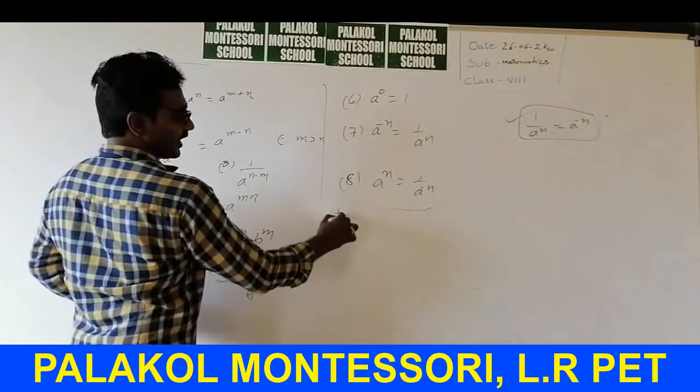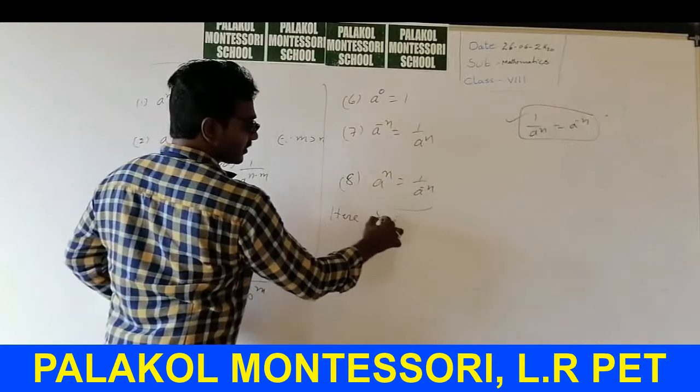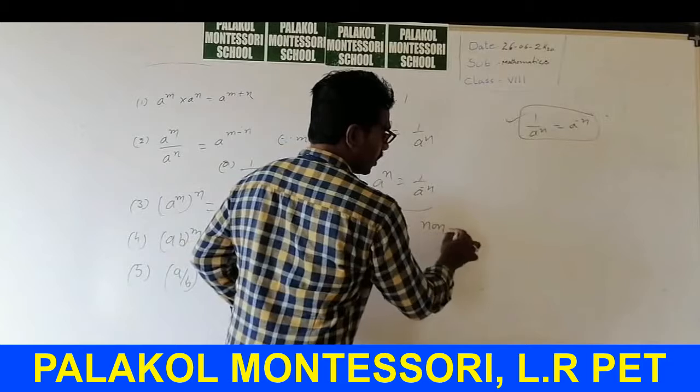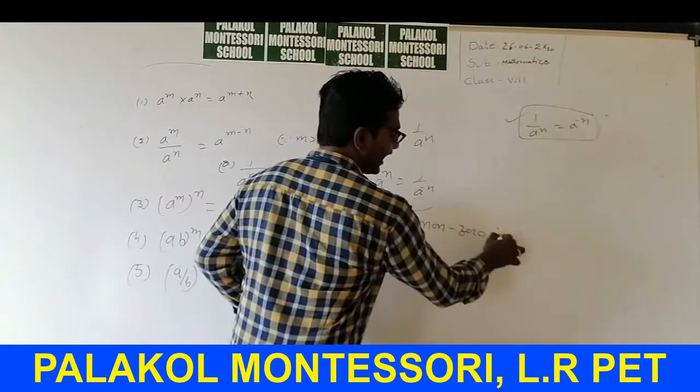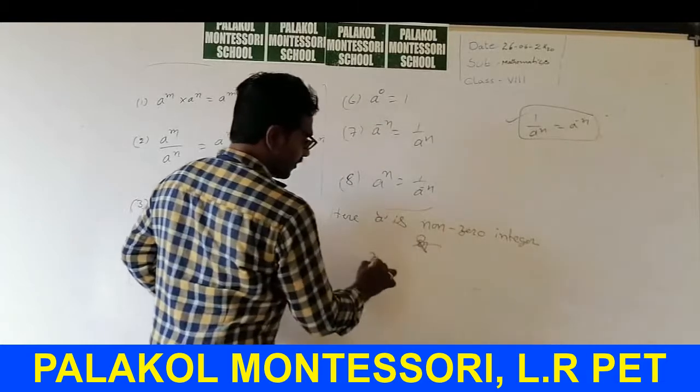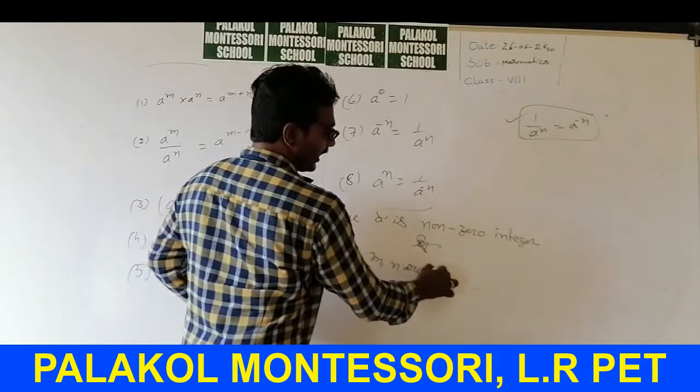Here a is a non-zero integer, and m and n are integers.